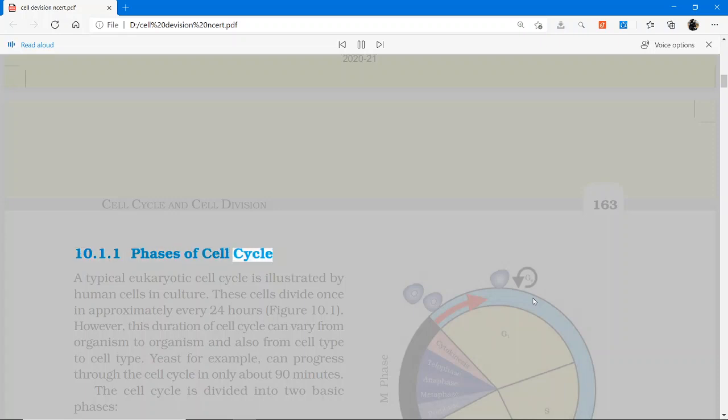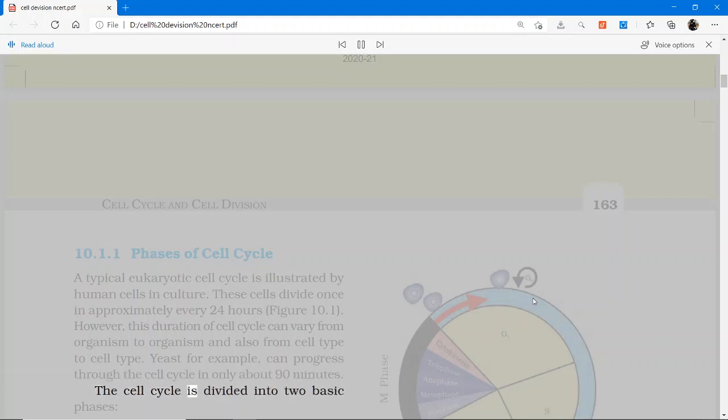10.1.1 Phases of cell cycle. A typical eukaryotic cell cycle is illustrated by human cells in culture. These cells divide once in approximately every 24 hours, figure 10.1. However, this duration of cell cycle can vary from organism to organism and also from cell type to cell type. Yeast, for example, can progress through the cell cycle in only about 90 minutes.